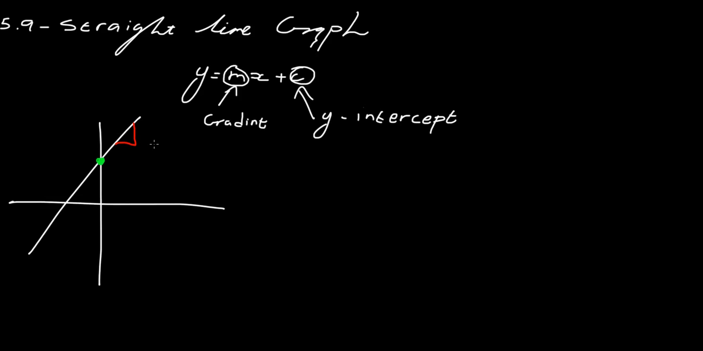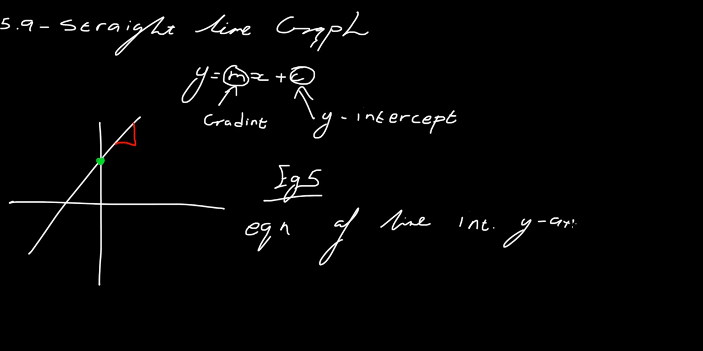Okay, so example 5 in your book says, write down the equation of a line that intersects the y-axis at 3 and has a gradient of 3/4.